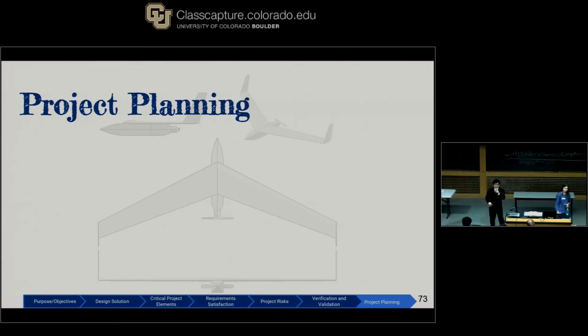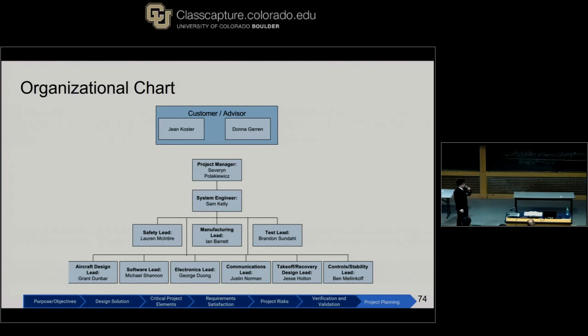We'll finish up with SHAMU's project planning for the future. So this is our organizational chart. At the top, we have our customer, John Coster, and our advisor, Donna Guerin. Below is our hierarchy, where we have a project manager, a system engineer, and our various technical leads, as well as the names associated with those leads.